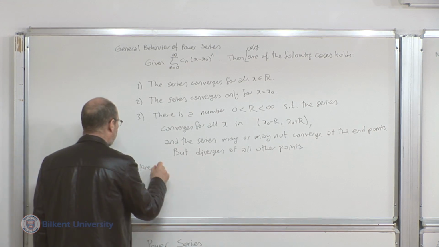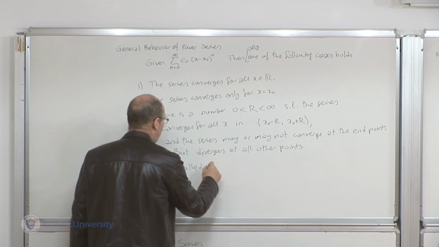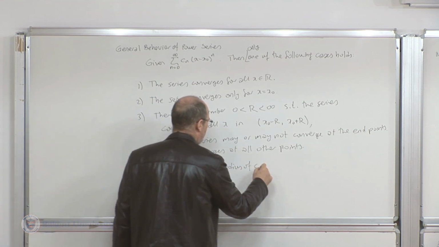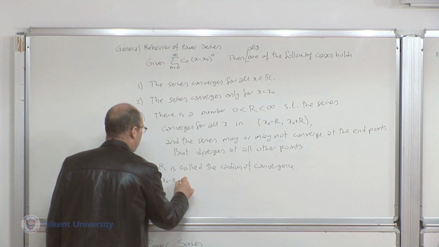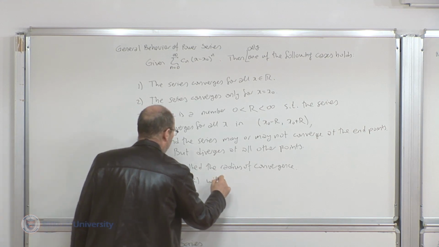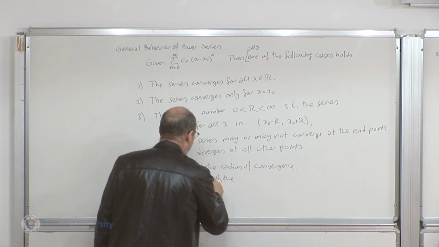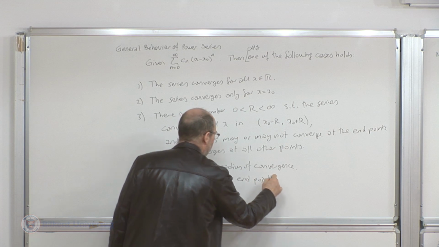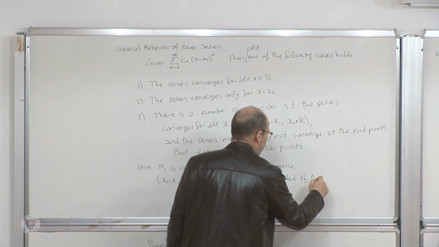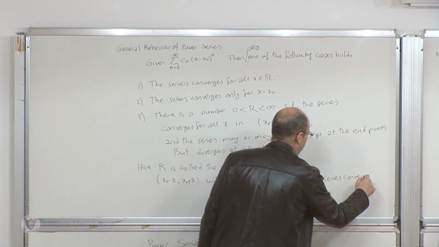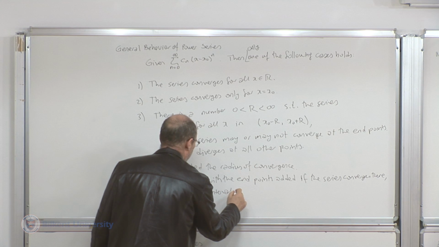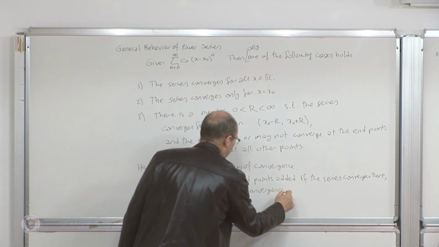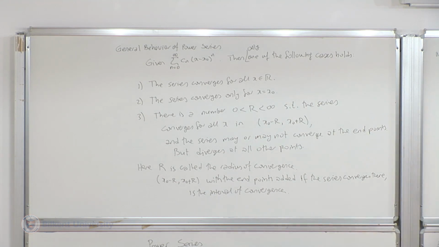So here, R is called the radius of convergence. Okay, and this interval with the endpoints added, if the series converges there, is the interval of convergence. So this is all for power series.